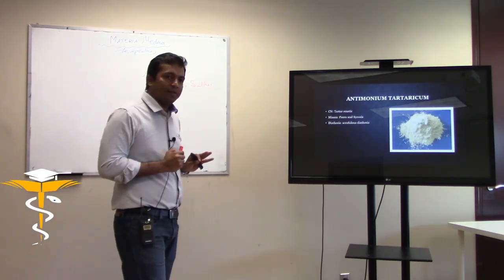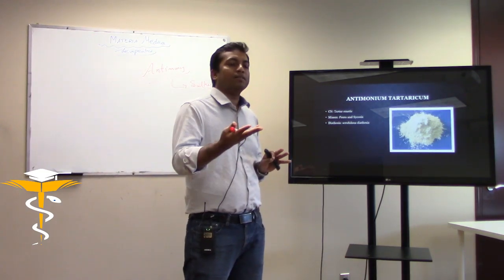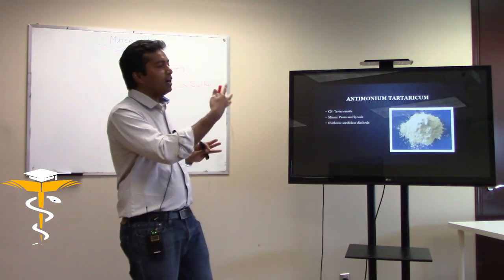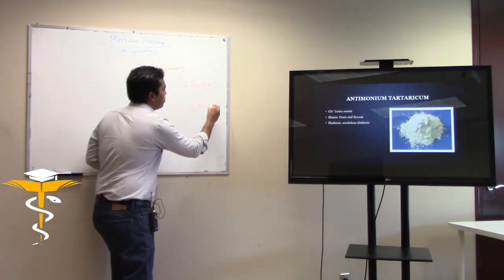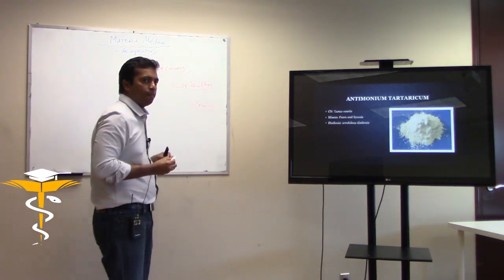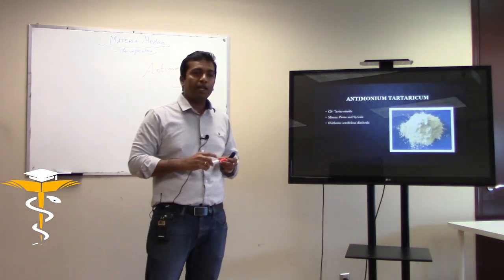Now, what is the common name? Tartar emetic. What is the meaning of the word emetic? Vomiting. So, tartar emetic, antimonium tartaricum, there is often an emetic property in it, which is vomiting property. Remember that one thing. Miasm. What is the miasm in antimonium tartaricum?